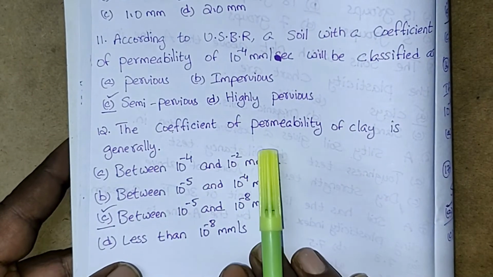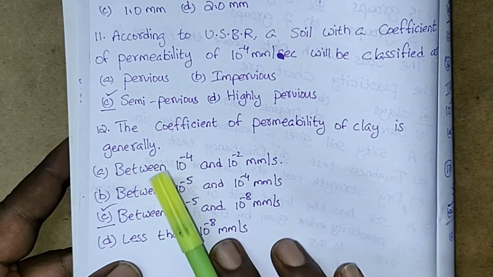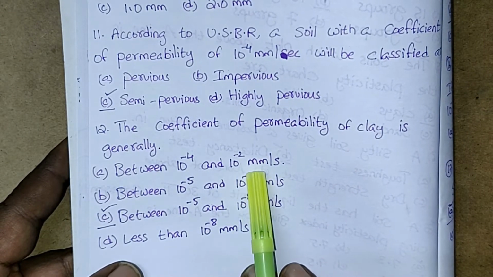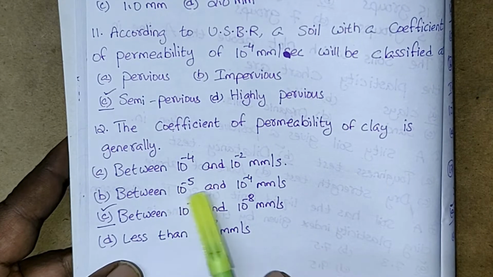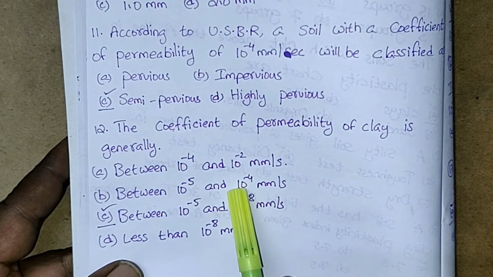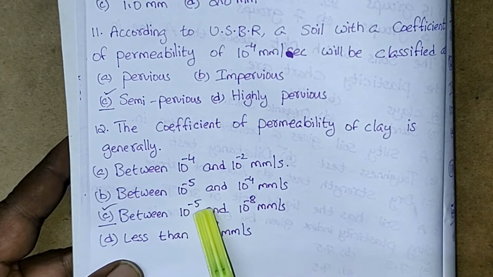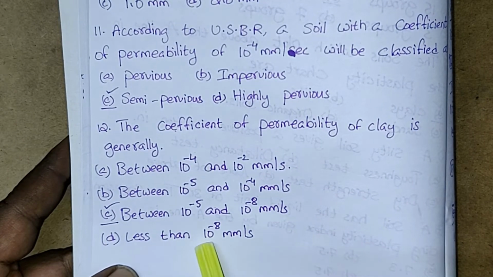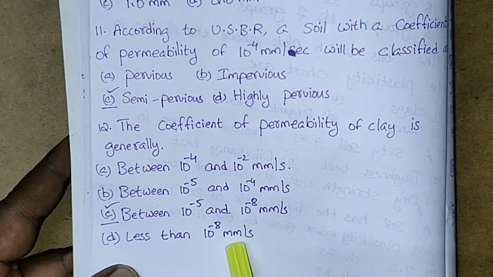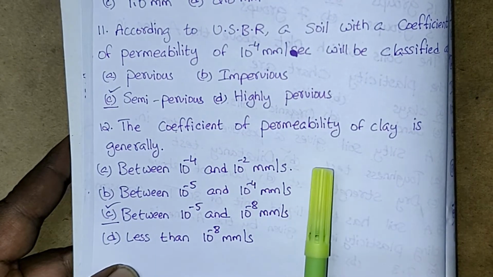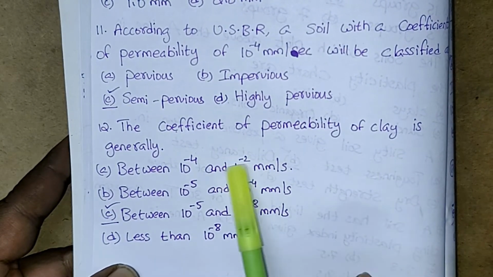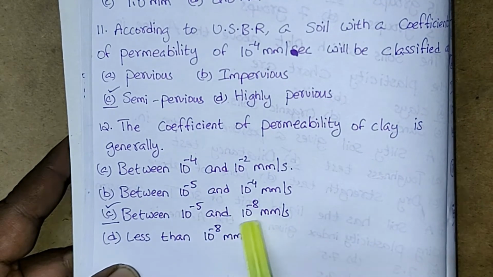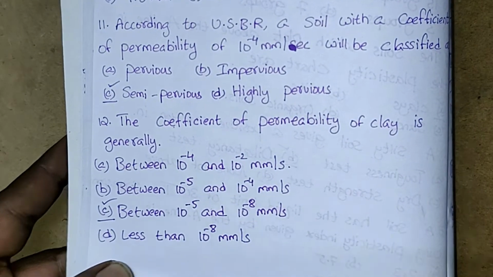The coefficient of permeability of clay is generally between 10^-4 and 10^-2 mm per second, between 10^-5 and 10^-4 mm per second, between 10^-5 and 10^-8 mm per second, less than 10^-8 mm per second. So the answer is between 10^-5 and 10^-8 mm per second.